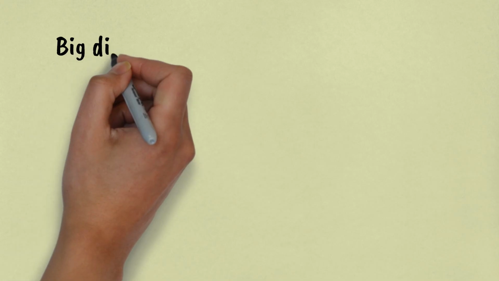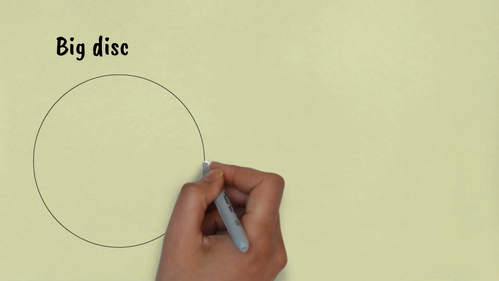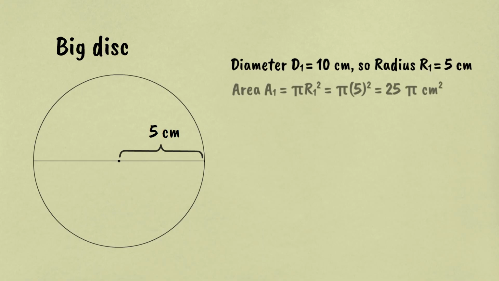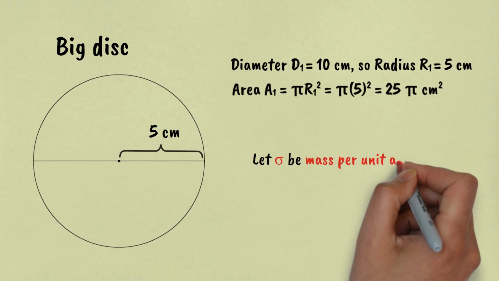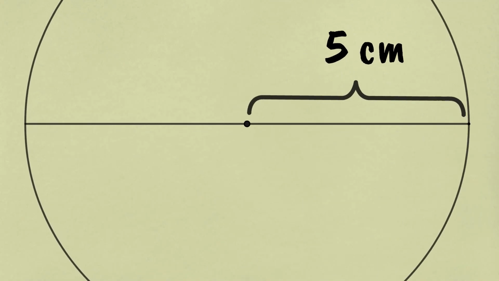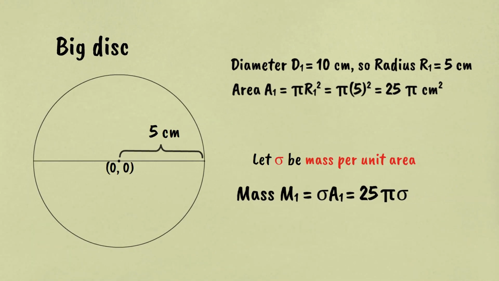Okay, let's break this down. Step 1. The big disc has diameter 10 centimeters, so its radius is 5 centimeters. The area of this disc is pi times radius squared, therefore the area will be 25 pi. If the mass per unit area is sigma, then the mass of this large disk is 25 pi sigma. And of course, since it's a perfect disk, its center of gravity lies right at the origin, at the center.